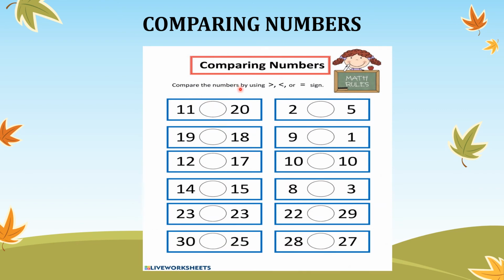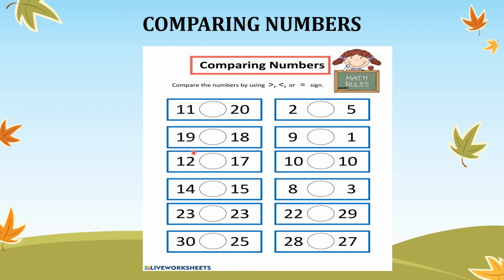Now this is our exercise. We can see compare the numbers by using greater than, smaller than or equal to sign. So one side it is written 11 and on the other side it is written 20. So which number is greater? Evaluate both the numbers. 11 is greater or 20 is greater. कौन सा number बड़ा है? So yes, 20 is greater. So our mouth will be open on this side, right side. जो mouth होगा वो right side open होगा. Sign हमारा ऐसे आएगा. Right? You can see the laser pointer.